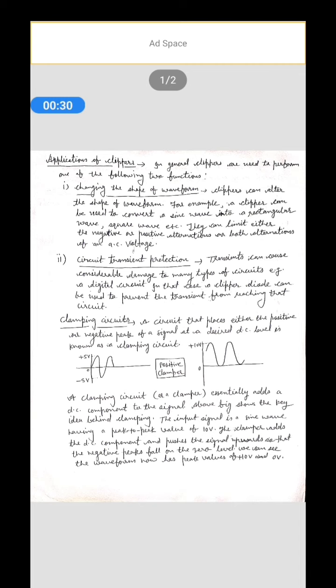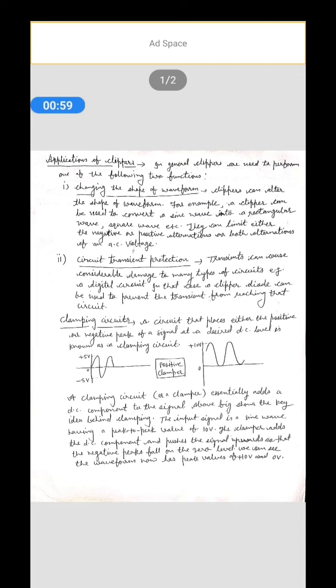For example, a clipper can be used to convert a sine wave into a rectangular wave or a square wave, etc. They can limit either the negative or positive alternations or both alternations of an AC voltage.